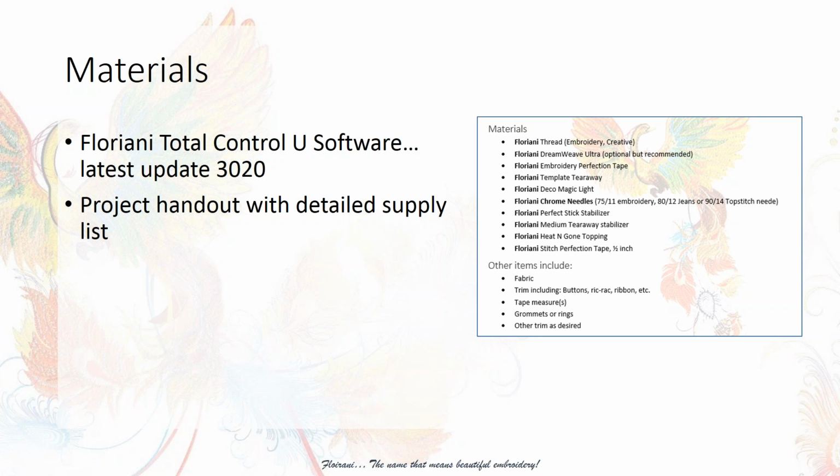For your stabilizer, I recommend the Floriani Perfect Stick Stabilizer. Although as I was putting this project together and after the fact telling somebody about it, I thought, boy, this would be a great project for your Floriani Wet and Stick stabilizer. So you could use that also. Your medium tearaway for a floater, I recommend the Heat and Gone topping for this particular project. It's wonderful. It's really going to help your designs look good. And then Floriani Stitch Perfection Tape.